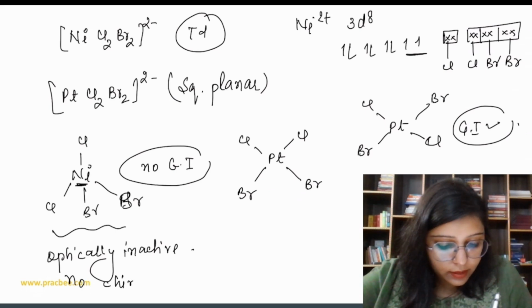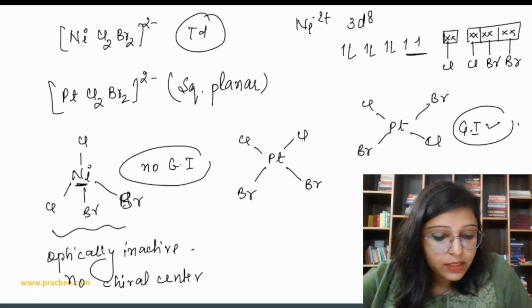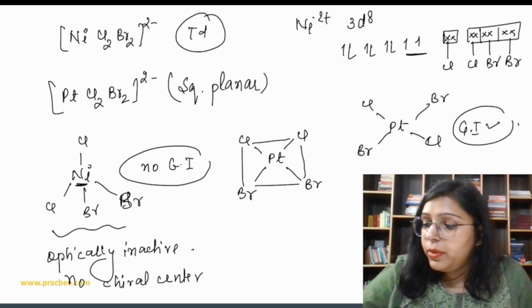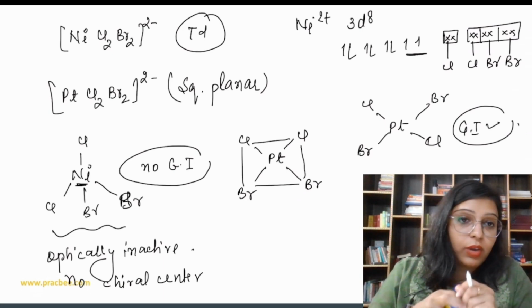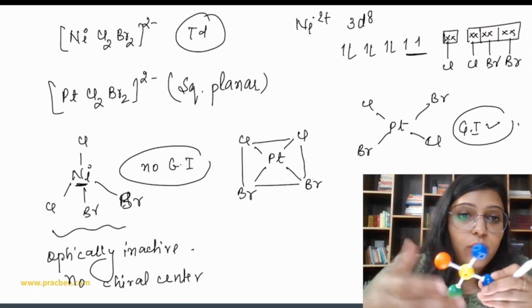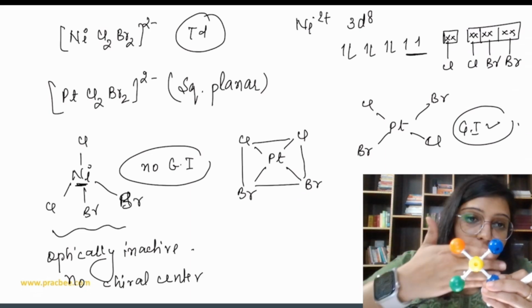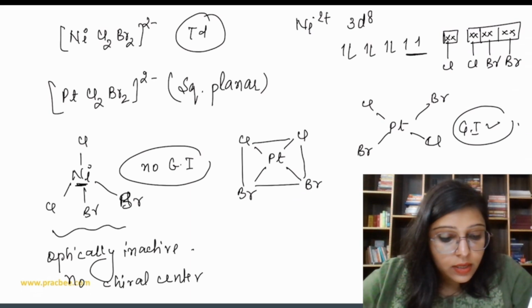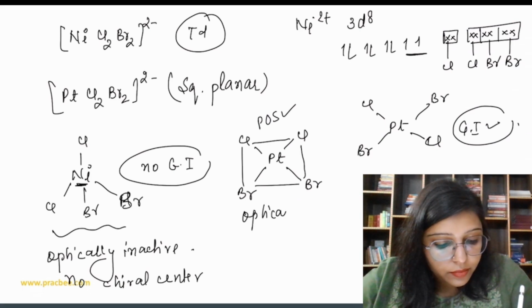No chiral center, right? And in a square planar complex, suppose this is the square planar thing. If you pass a plane like this, it divides the molecule into two equal halves. So it means we have a plane of symmetry present. So this is also optically inactive.